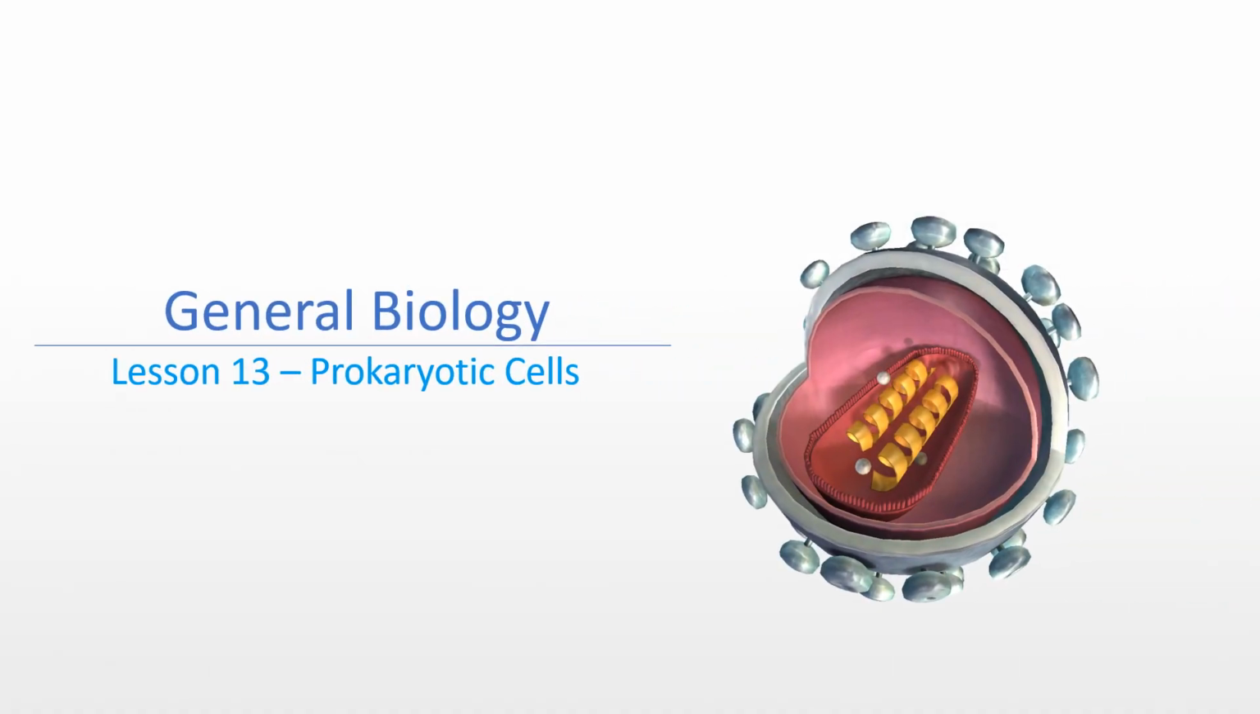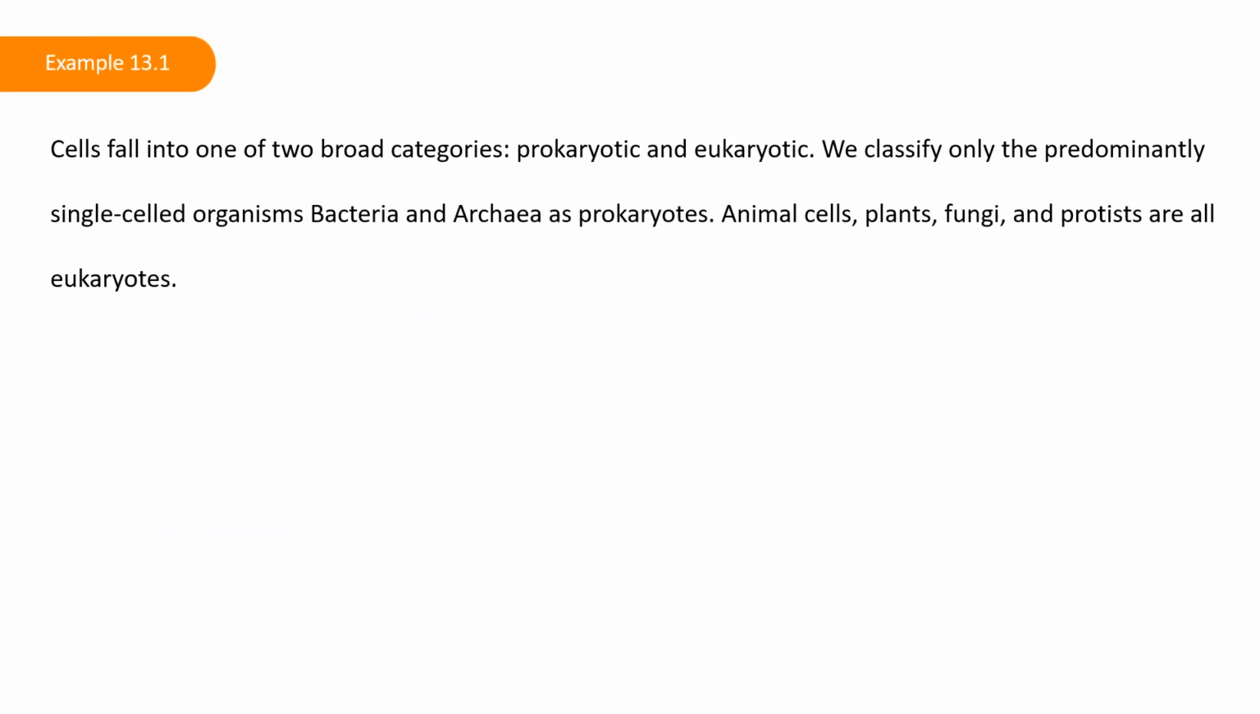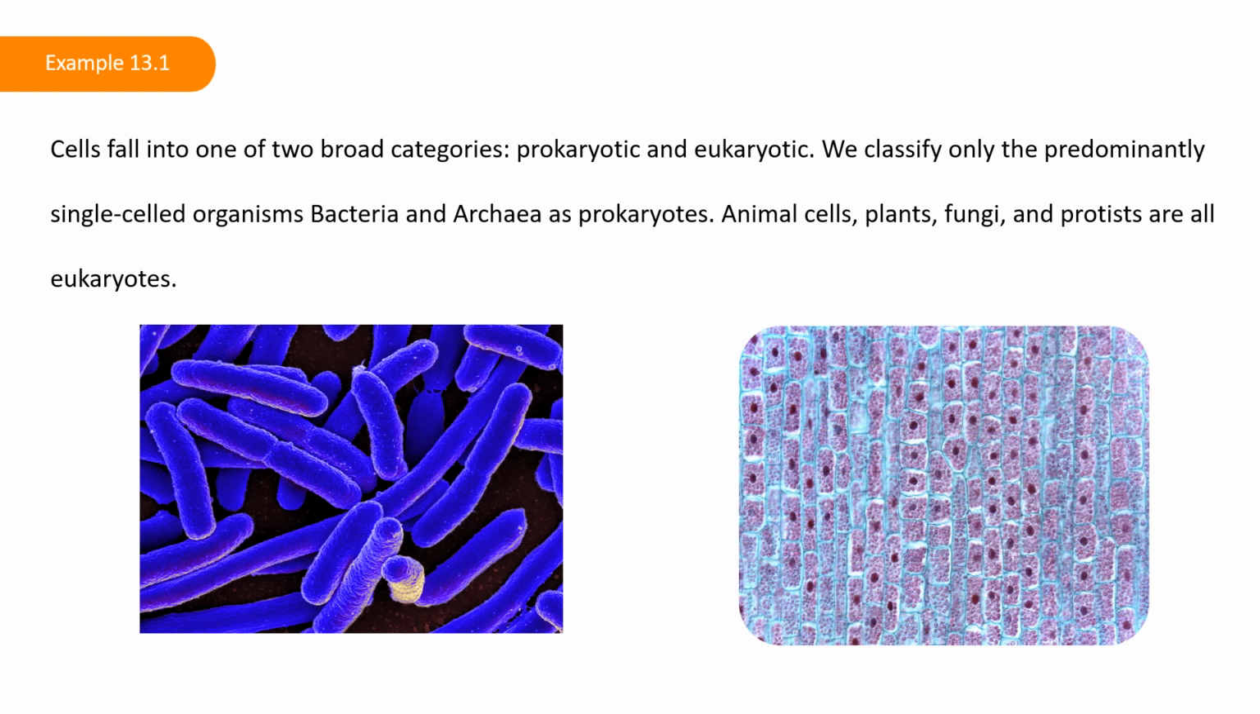Lesson 13, Prokaryotic cells. Cells fall into one of two broad categories, prokaryotic and eukaryotic. We classify only the predominantly single-celled organisms, bacteria and archaea, as prokaryotes. Animal cells, plants, fungi, and protists are all eukaryotes.